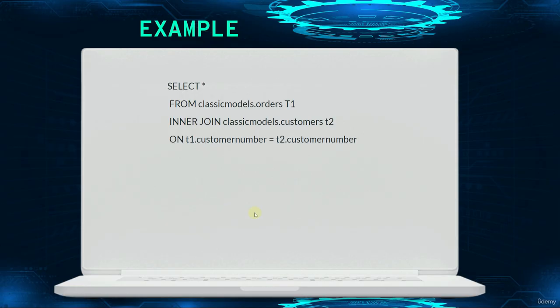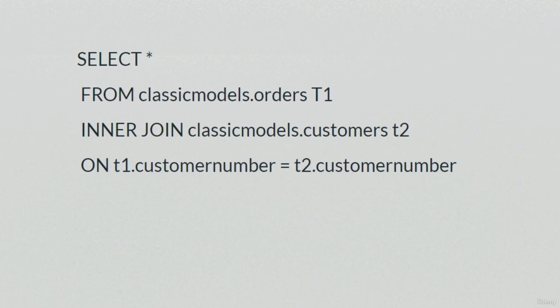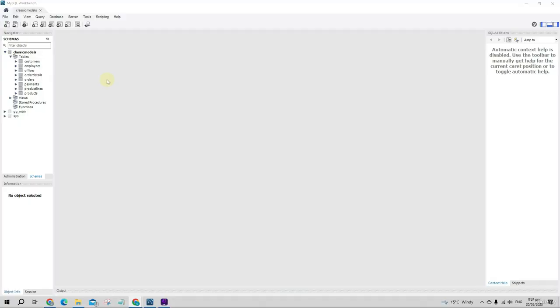So let's look at an example here. This query joins the customers table to the orders table. You'll also notice I have named each table T1 and T2. This makes it easier to write and saves us putting the full table name in the on condition, since we can just use this alias. This star will also return all columns from both tables. So let's look at this in MySQL Workbench.